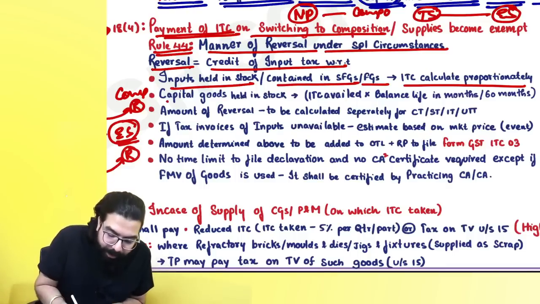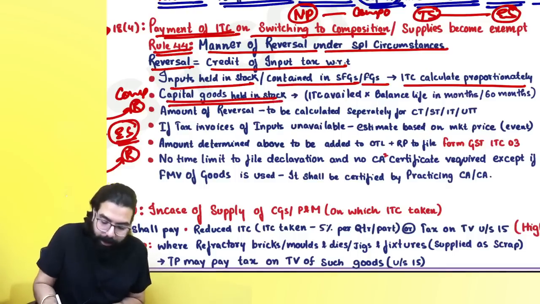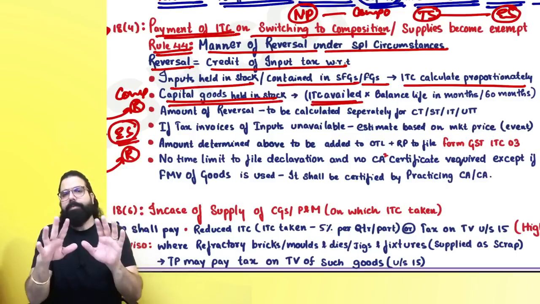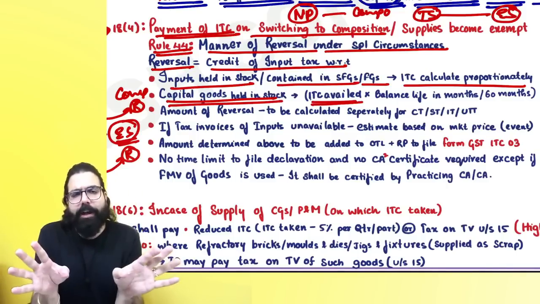Everyone over here. Capital goods held in stock. Remember ITC availed. See, in case of stock, in case of inputs, nothing.